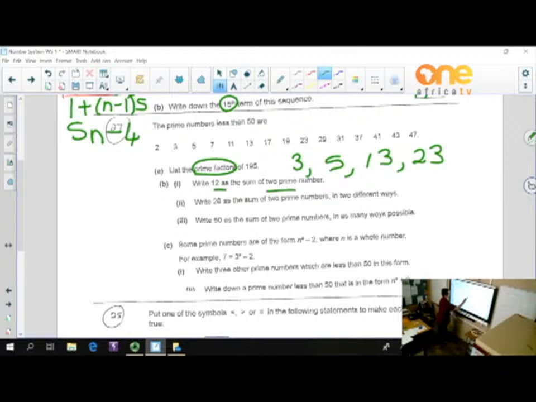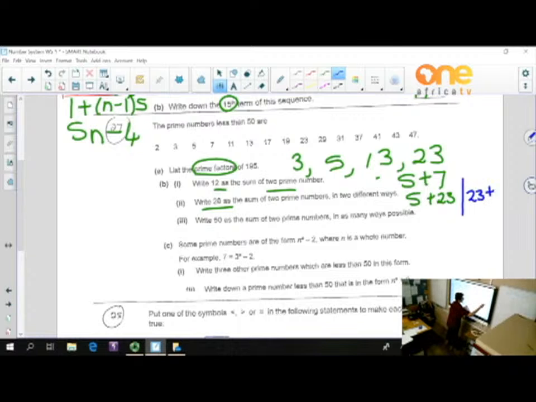Write 12 as the sum of two prime numbers. So we can see now what will give us, and that will be 5 plus 7. There's my prime numbers. I choose them there. Write 28 as the sum of two prime numbers. So you'll have to see what about 5 and 23. So 5 plus 23, but it could also be 23 plus 5. They say in two different ways. Perhaps you can find another one.